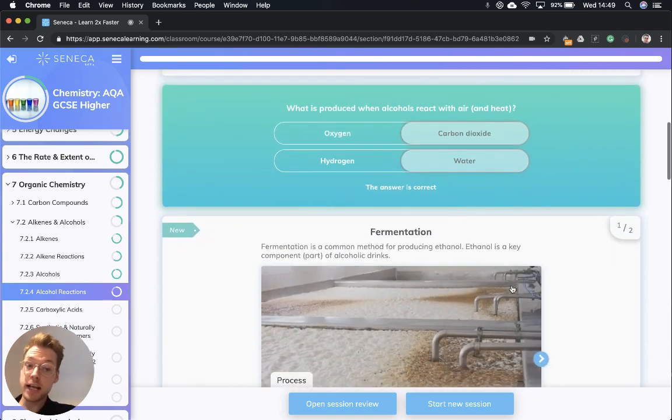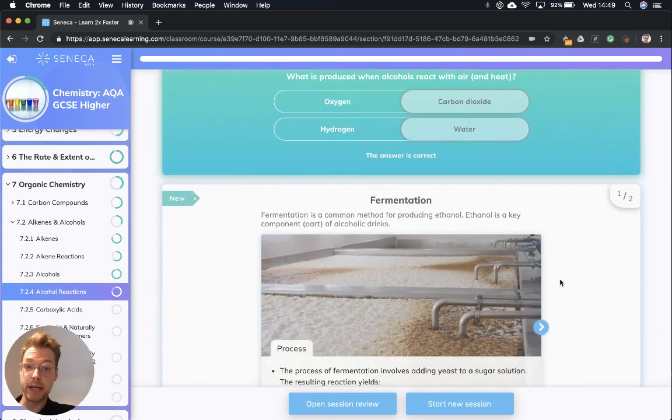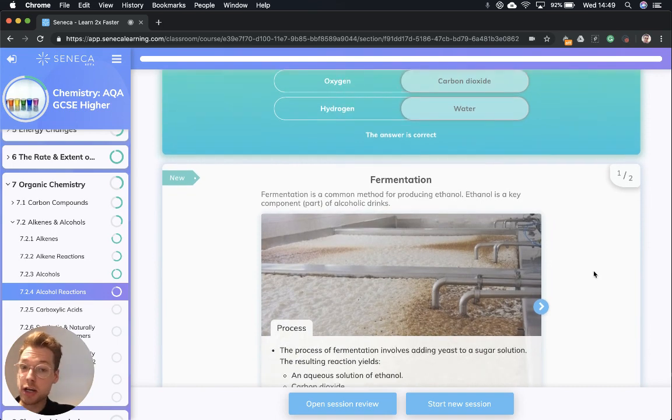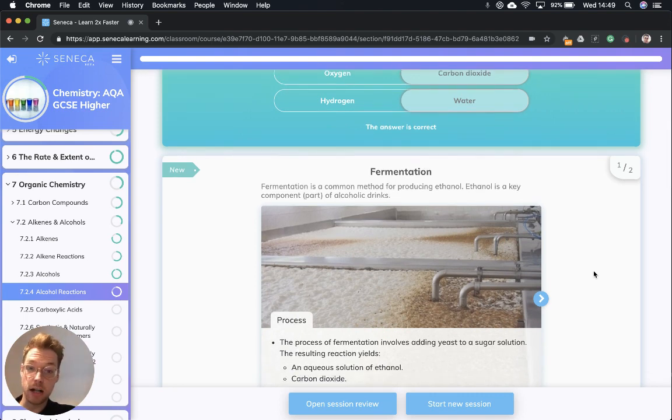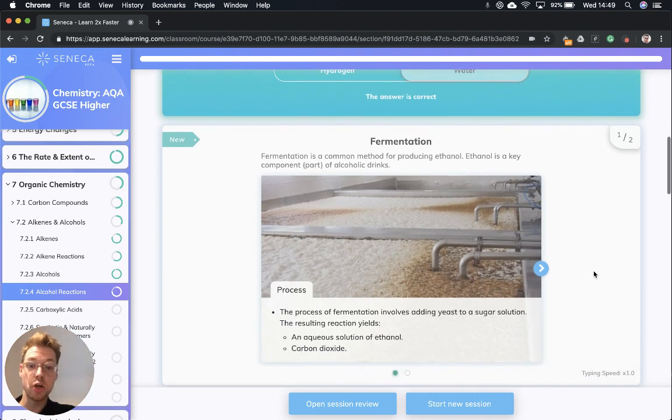Okay. The next thing we need to talk about is fermentation. Okay. That sounds a bit grim, but it's actually a really cool process, and it's how we make ethanol, which is a key component of alcoholic drinks. Okay. So the process of fermentation involves adding yeast to a sugar solution. The resulting reaction yields an aqueous solution of ethanol and carbon dioxide, okay?